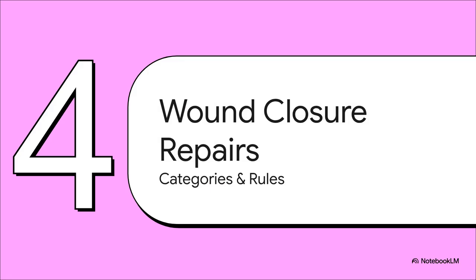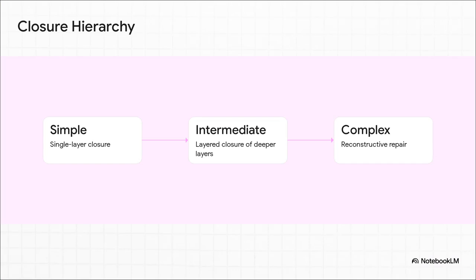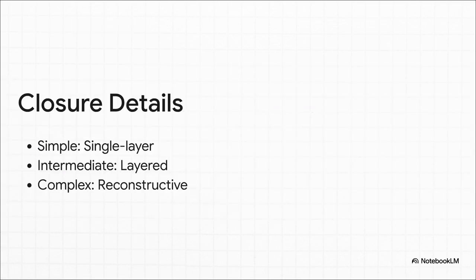Let's move to Section 4 and see how this builds into wound closure repair categories. We're looking at the escalation hierarchy of wound closures here. Basically, wound repairs are grouped into three distinct categories: simple, intermediate, and complex. As the depth of the wound increases and the reconstructive requirements get more intense, your codes escalate right up this ladder. A simple repair is just your basic single-layer closure.